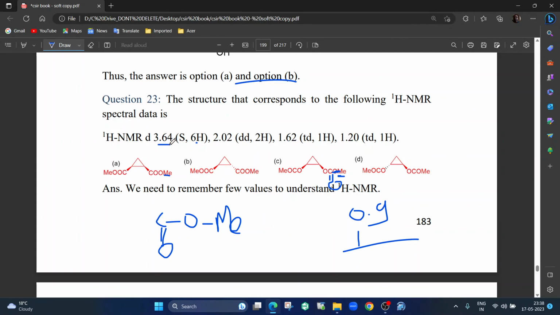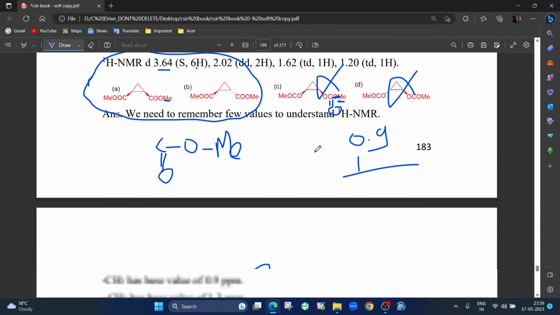So of course what you will be doing is writing 3. You can very easily say it has to be either A or B. You can very happily neglect option C or option D. Now we have to find out from the other signals.